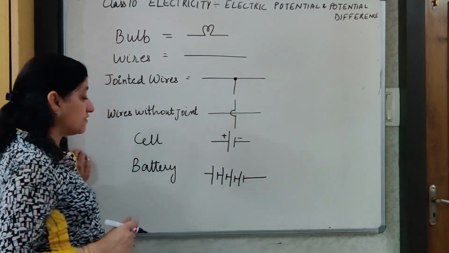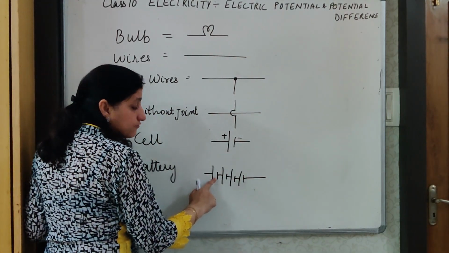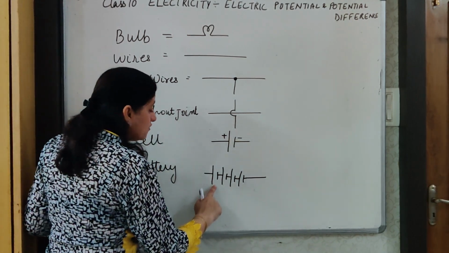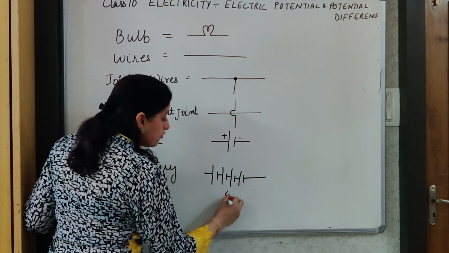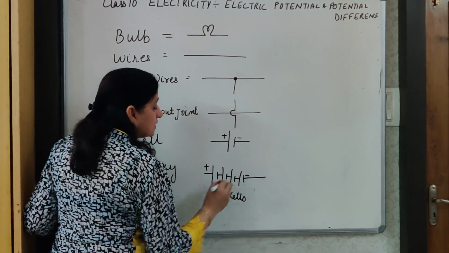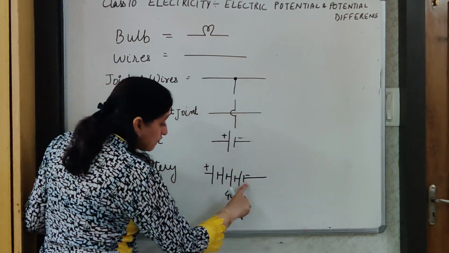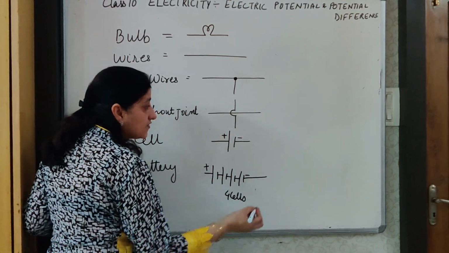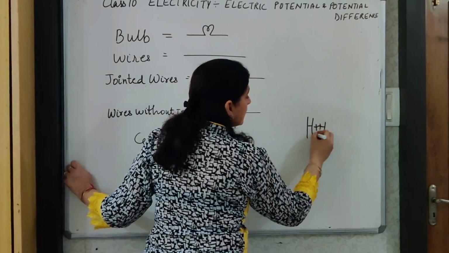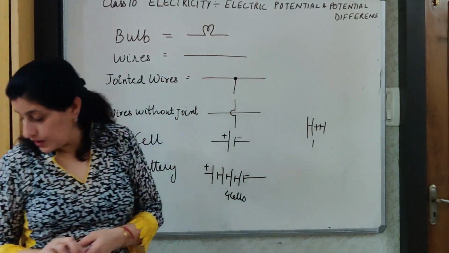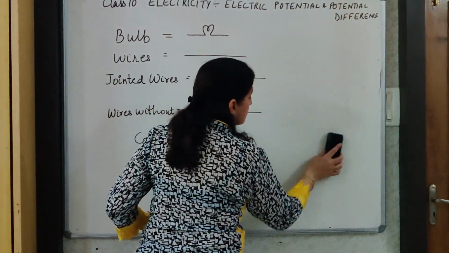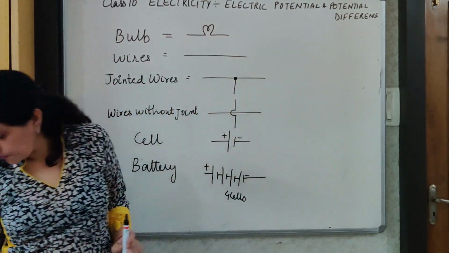So how many cells have I drawn in this? One long and one short line will represent one cell. So in all there are 1, 2, 3 and 4 cells in this battery. We write plus at one end, minus at the other. So be very careful of how to connect this, because I have seen children doing all sorts of things, joining every line, leaving every line. So all sorts of mixtures of work come here. So be very careful with this particular symbol.